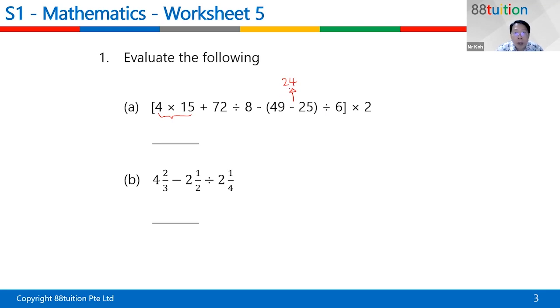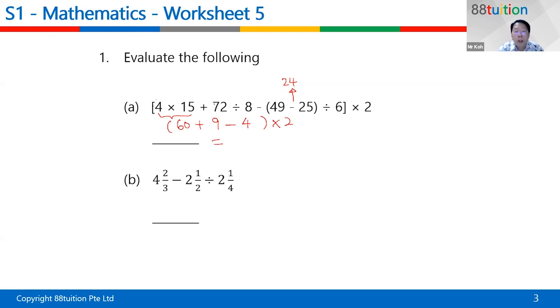So the bracket is already done. Now we look at the multiplication and division. Whatever is inside the square bracket will be done first. So 4 times 15 gives you 60. I continue to write 72 divided by 8, 9 times 8, 72. And then minus 24, but this 24 is going to be divided by 6. So 4 times 6, 24, so minus 4. I'm going to put a bracket first before I multiply by 2.